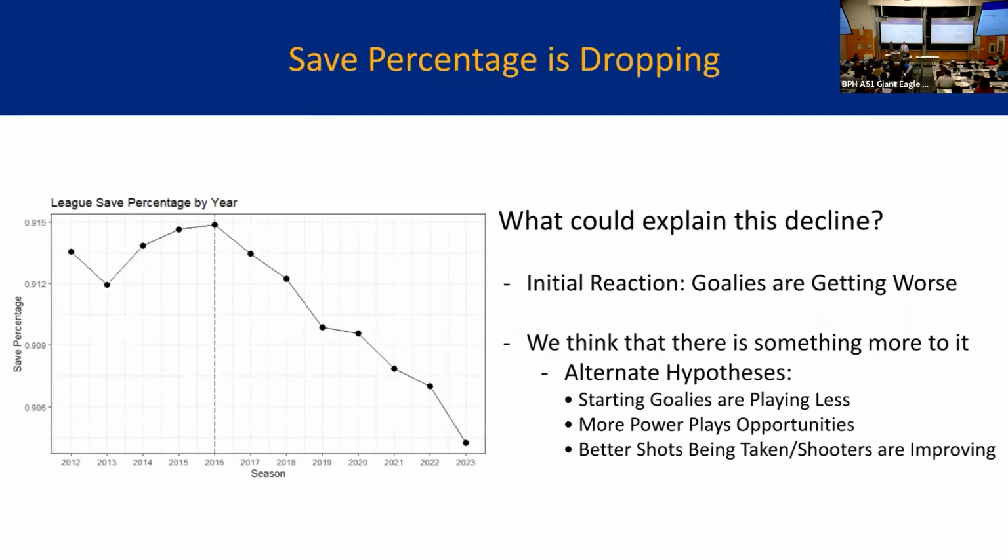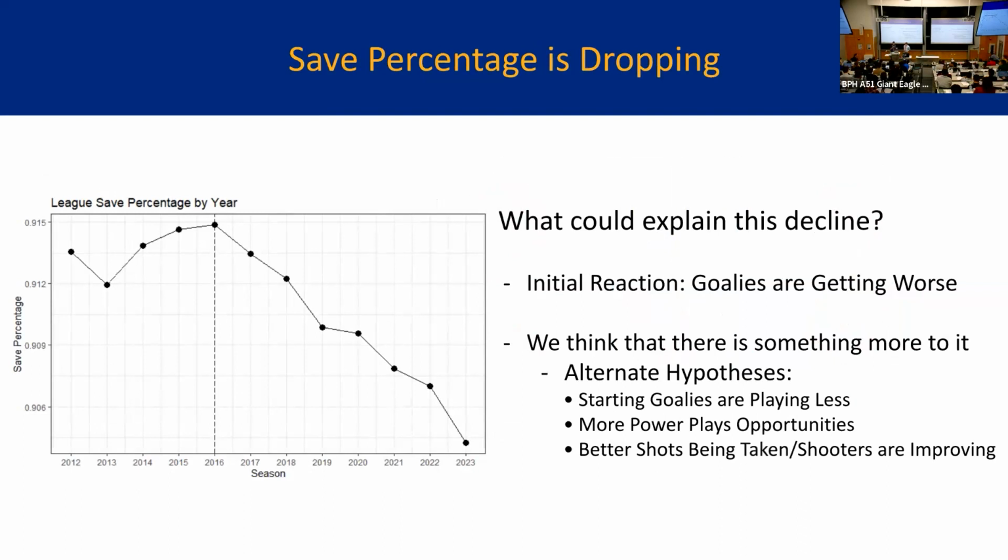All right, so now that you're all hockey experts, the main problem we were looking to solve was this graph right here. We see the steady decline in save percentage since 2016. So we were trying to think of what might have caused this and how we can show that through data.